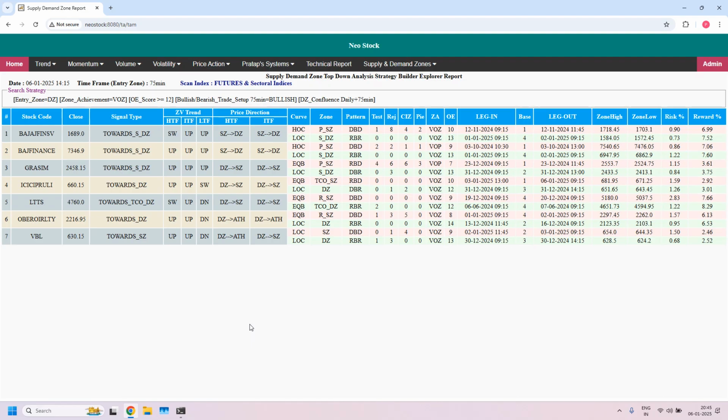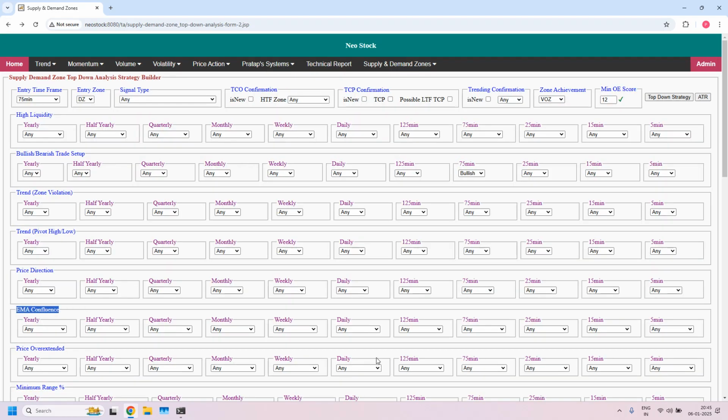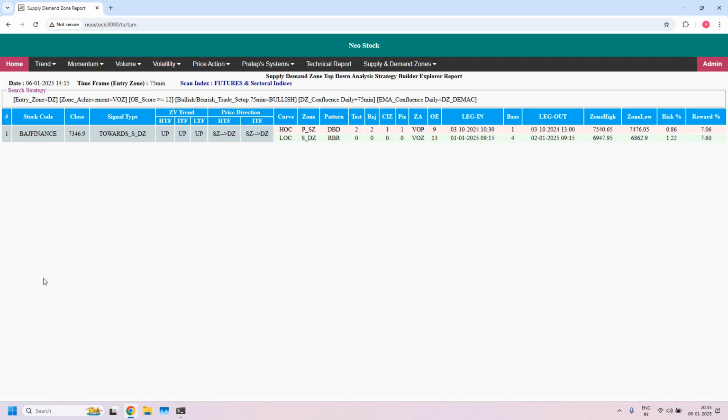Now, of those daily zones, how many are having daily EMA confluence? Let's verify. In the EMA confluence, daily time frame, daily demand zone having daily EMA confluence. Only Bajaj Finance is having this daily EMA confluence. Okay, this is about bullish trade setup, LTF, ITF confluence and ITF EMA confluence.